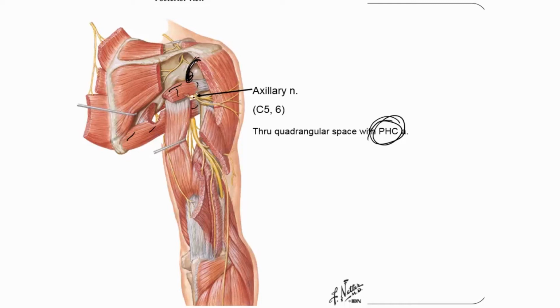Additionally, because of the proximity to the surgical neck of the humerus, fractures of that surgical neck can damage the axillary nerve. So those two things are particularly important: shoulder dislocation, or fracture of the surgical neck of the humerus. The muscles that it will supply will be the deltoid muscle that we talked about previously, and the teres minor muscle, the one just superior to the quadrangular space.